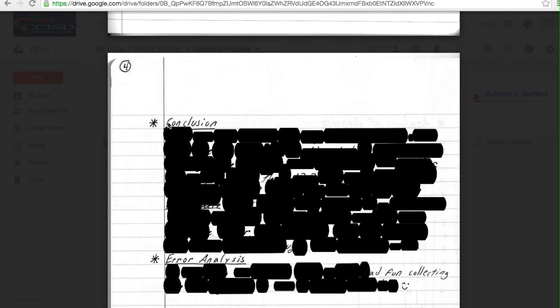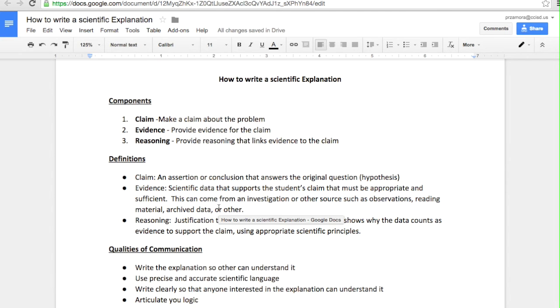Now, I want to go back to conclusion. On Thursday, I gave you a paper that looked like this. This paper describes the proper way to write a scientific explanation or conclusion. It lists the three components of a good conclusion. That is, a good conclusion makes some type of claim about the problem. This would be your hypothesis.